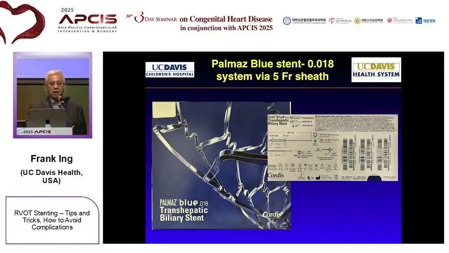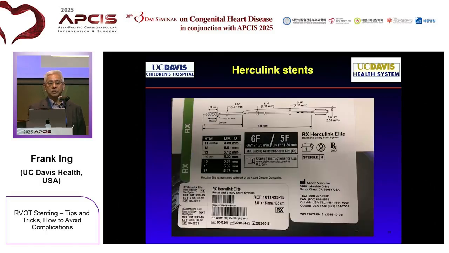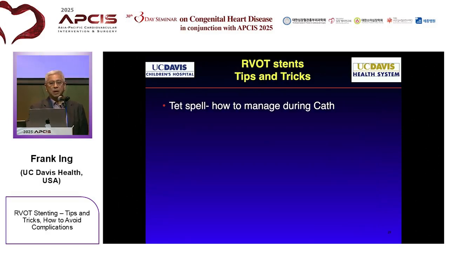Here's the Blue Max Palmaz Blue stent, and it goes through, like I said, a 5 French system and a 0.018 wire. The Herculean goes to a 5.26. Again, they're a little larger, they're all pre-mounted, and so if you have these stents available, it's really, really helpful.